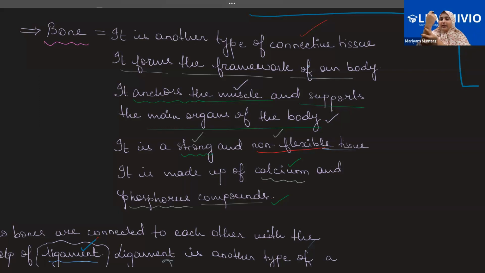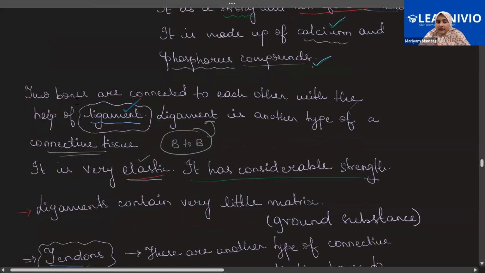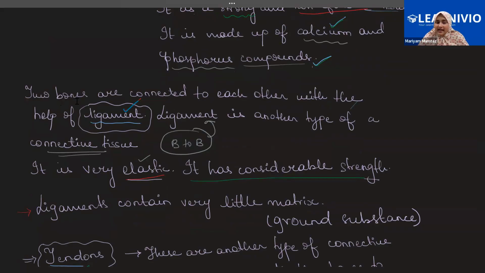Right? That is why if we try to bend our hand from here, ultimately it will lead to a fracture. The reason being our bones are not flexible. They are very strong indeed, but since they are made up of calcium and phosphorus compounds, they are non-flexible. Because of these salts only, they are non-flexible. Now, obviously one bone has to be connected with another bone. So, two bones are connected together with the help of another connective tissue, which we call ligament. Ligament is that tissue that connects bone to bone.